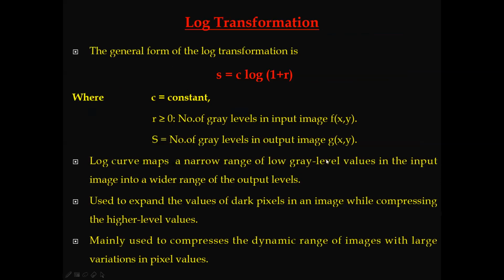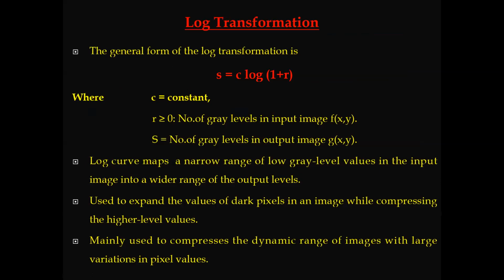Next, coming to the log transformation. The log transformation can be performed with the following equation: S equal to C into log of 1 plus r. Small r is the input intensity level, C is a constant value, and S is the output gray level. With this formula, we can compute the log transformation.